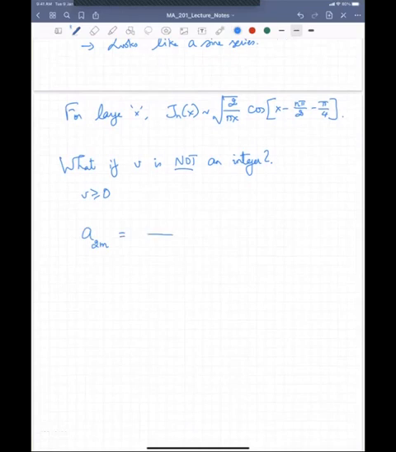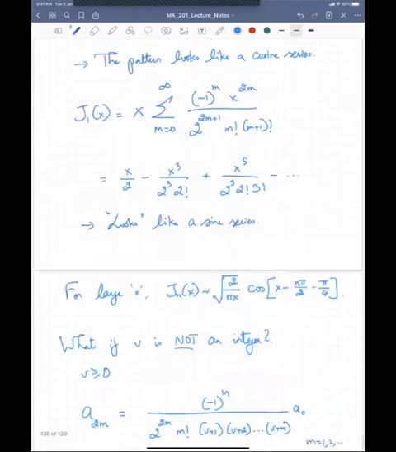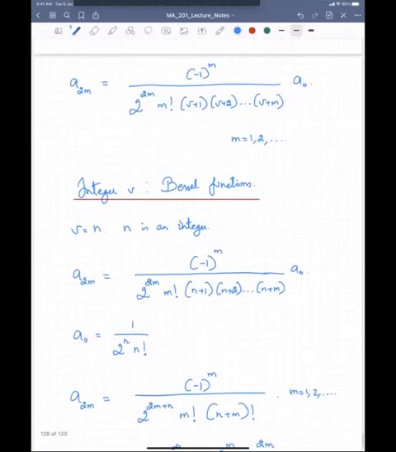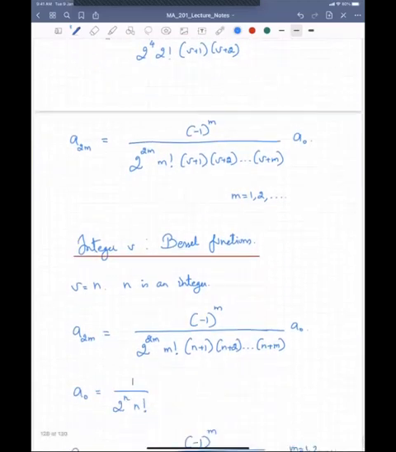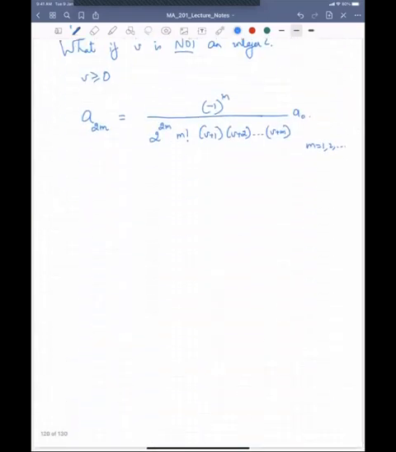What was this? This was again (-1)^m a_0 over 2^(2m) m factorial times (nu+1)(nu+2) all the way to (nu+m), for m equals 1, 2, and so on and so forth. Right? This is exactly what we had way back here. So this is exactly what we initially had. Now in this case, nu is not an integer.